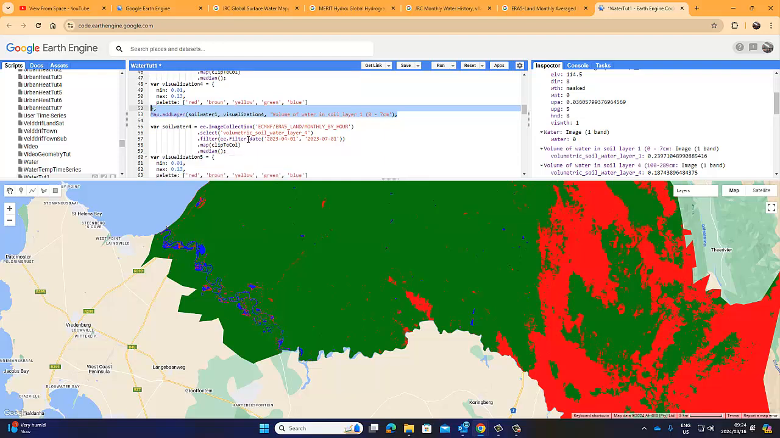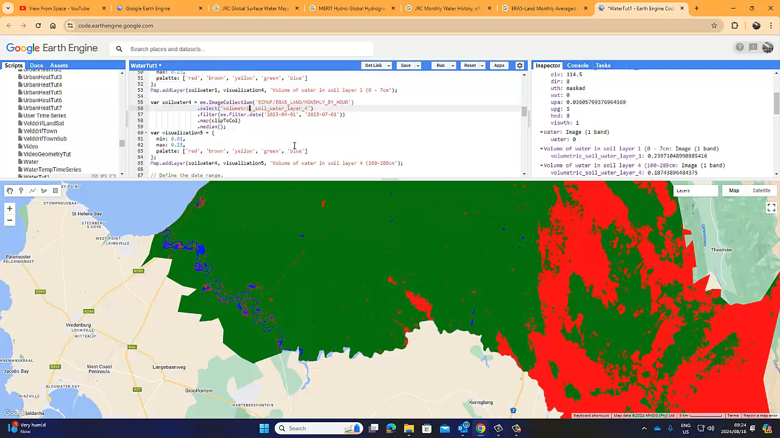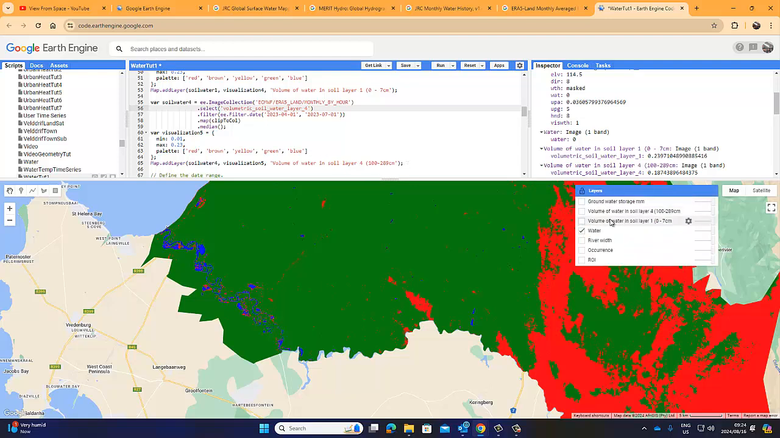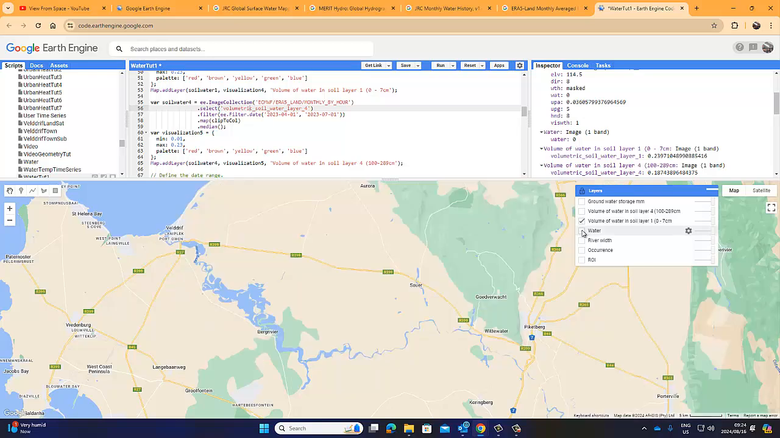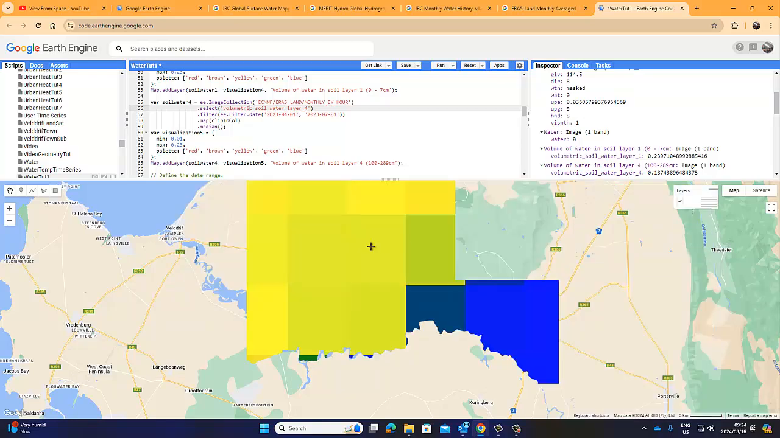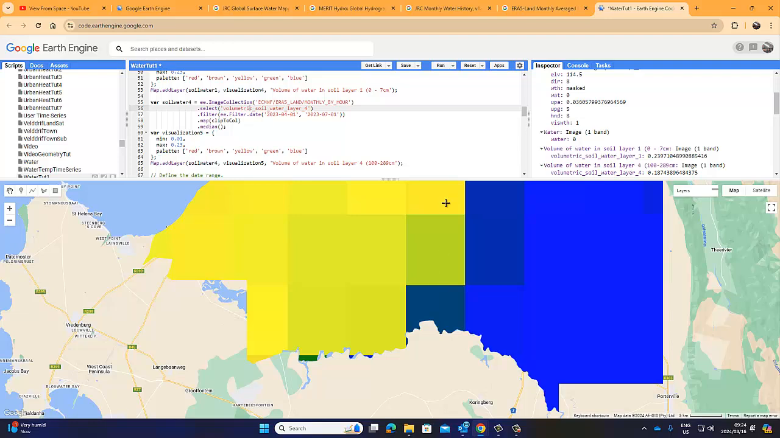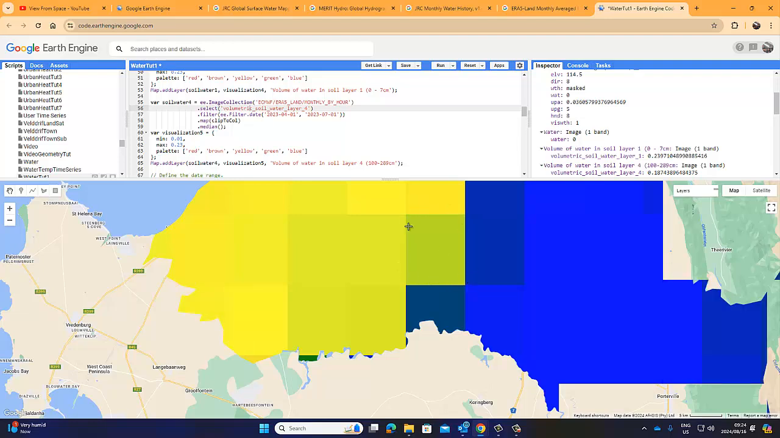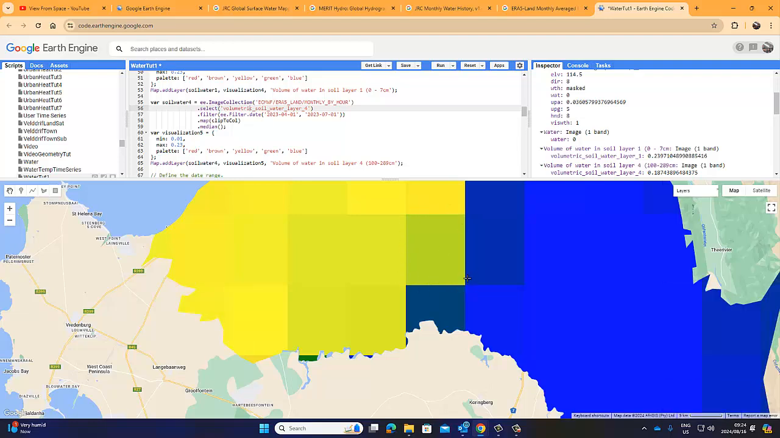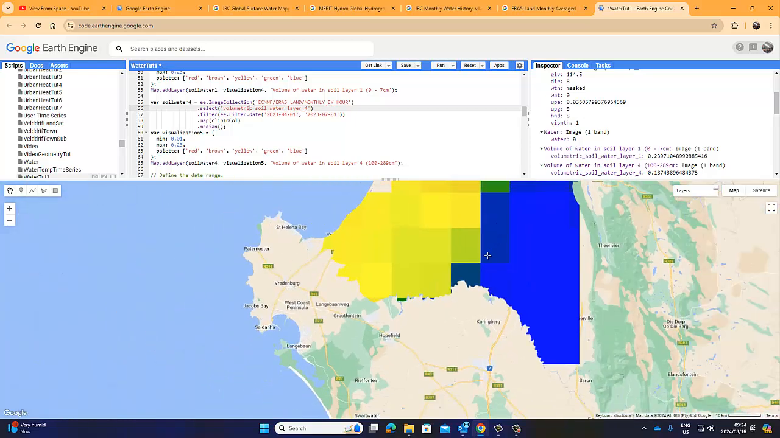And as I said, I've done also one for layer 4, which is the deepest we can go to. So let's have a look and see what that looks like. So that is layer 1. And you can see the size of the resolution, the size of the pixels, very, very low. Nonetheless, let's zoom out a little bit.